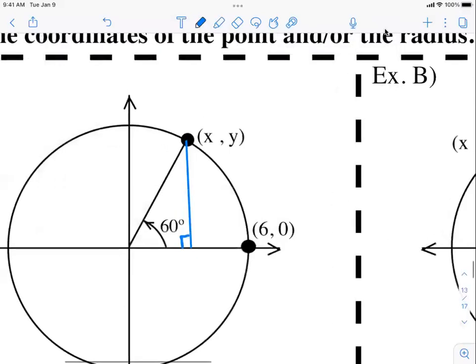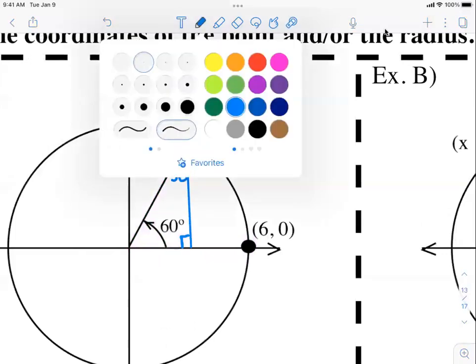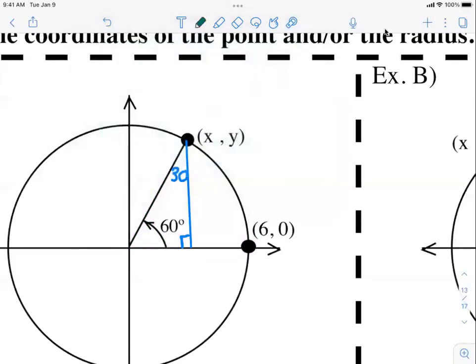Notice that that angle is 60 degrees, which makes this angle 30 degrees here. So we need to go ahead and find out what x and y is. Well, first, notice that they've given us only one number, that this is 6. That's the radius. It's from the center to the end of the circle, which also means that this is 6 from the center to the end of the circle. Those are both the radius. So I can label this as 6. That's the only number I know.